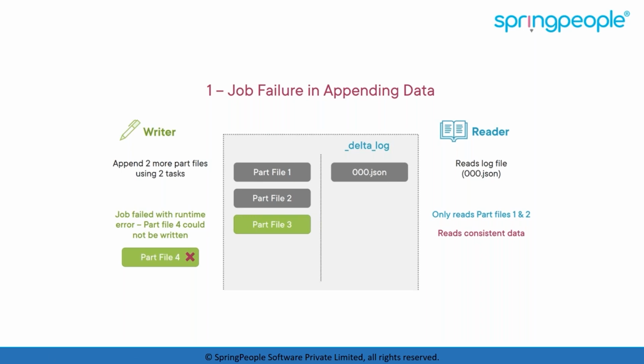And since there is no log, whenever the user is reading the data, it is just going through the old log which is available, and they are trying to read only the part 1 and part 2 files. They will not be able to read this part 3 file at all. So this way, your data remains consistent.